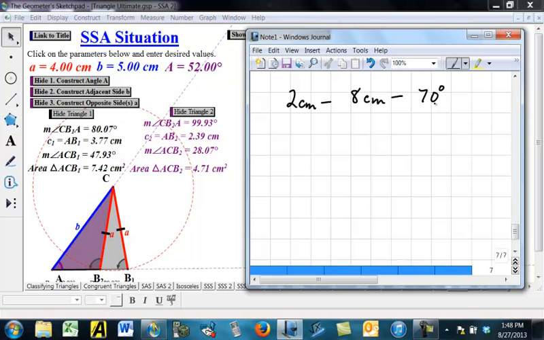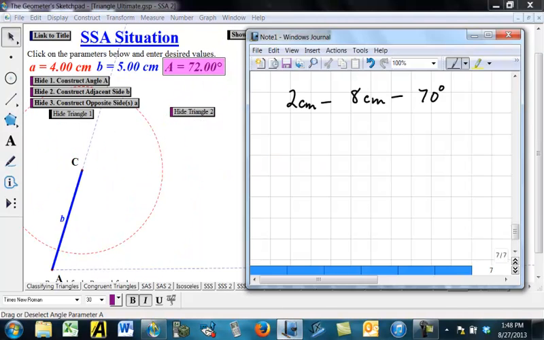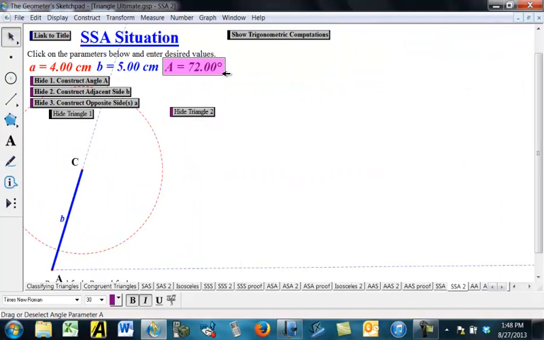Well, you're back, and again, so let's set this. First, we set this to be our 70 degrees.